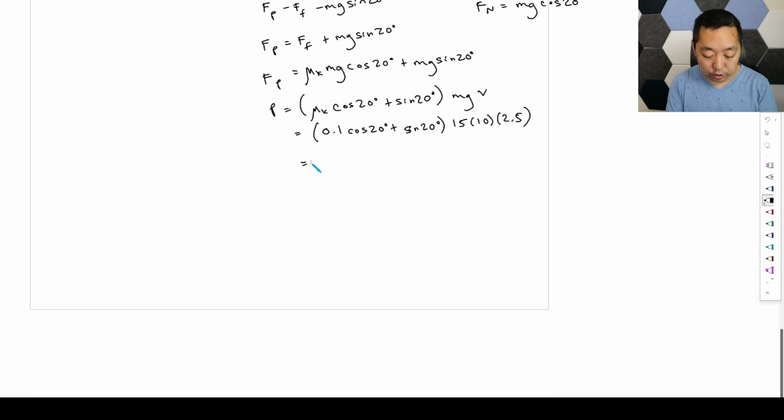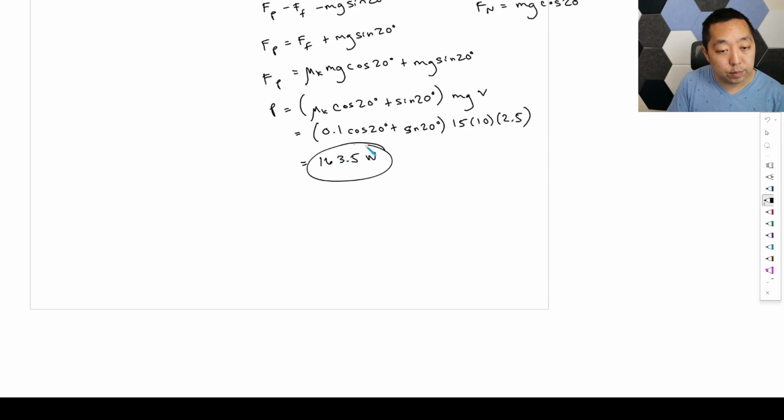So 0.1, make sure you're in degree mode. I am in degree mode. Sine 20 degrees times 150 times 2.5. And I get about 163.5 watts there, just like that.